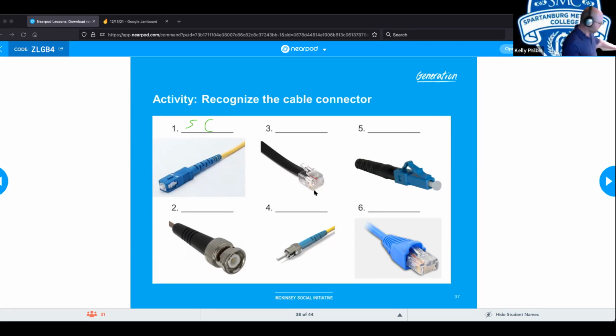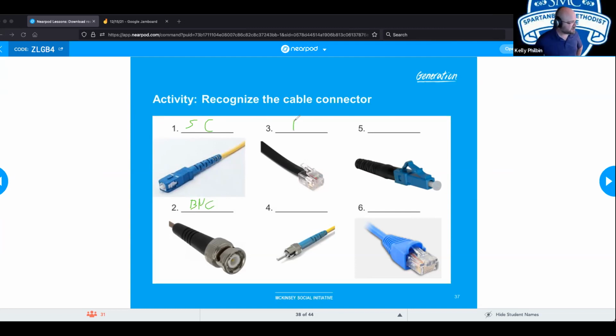Number 4. Hunter, can you please let us know what number 4 is, sir? I guess that's the straight tip connector. That would be the straight tip connector.